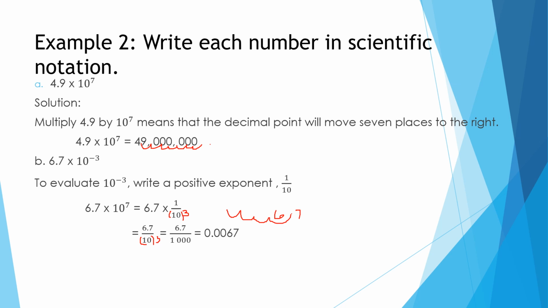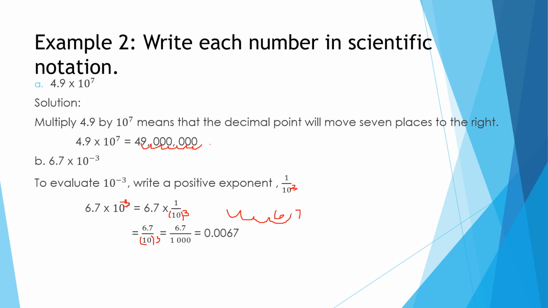Why did it become 7? Okay, wait. This is not supposed to be 7. It should be 3. All right, that is 3. So that is also 3, so cubed, or negative 3.